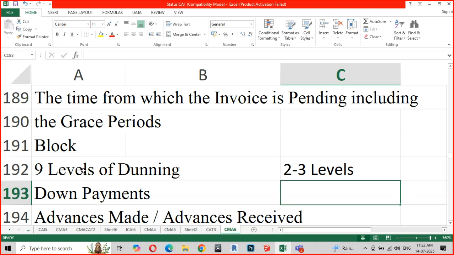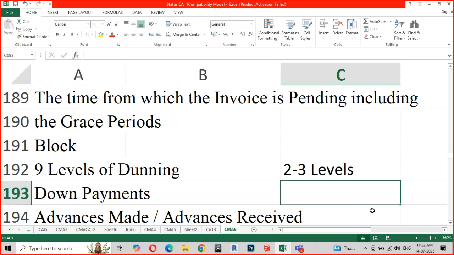And we have seen this. We have practically experienced this in our European projects. Clear? So normally, practically, we have the dunning system being designed by the consultant not to have more than 3 levels. Clear?